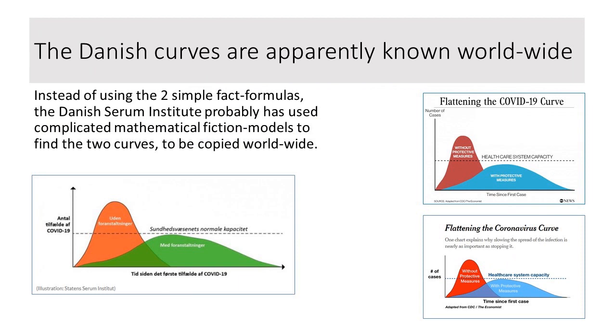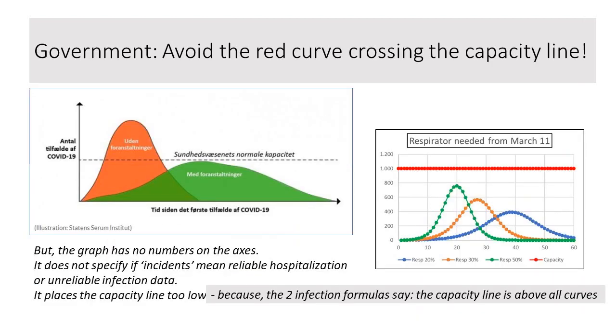Instead of using the 2 simple infection fact formulas, the Danish Serum Institute probably has used complicated mathematical fiction models to find the two curves, which apparently are known and copied worldwide. Therefore, the government message was clear. Avoid the red curve crossing the capacity line.